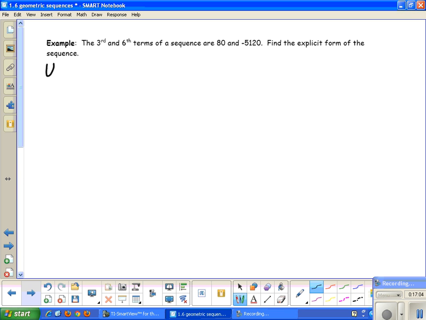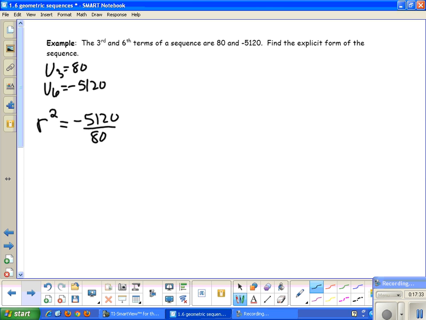So if we know the third term is equal to 80 and the sixth term is equal to -5120. So my common ratio, I know the difference between 6 and 3 is 3, so r to the third power is equal to -5120 divided by 80. So it's a lot easier to do that than the work that we did for the last one. That's all you're really doing.